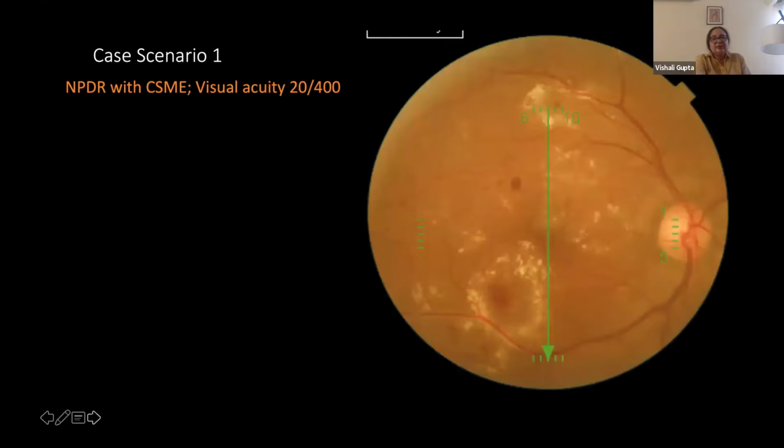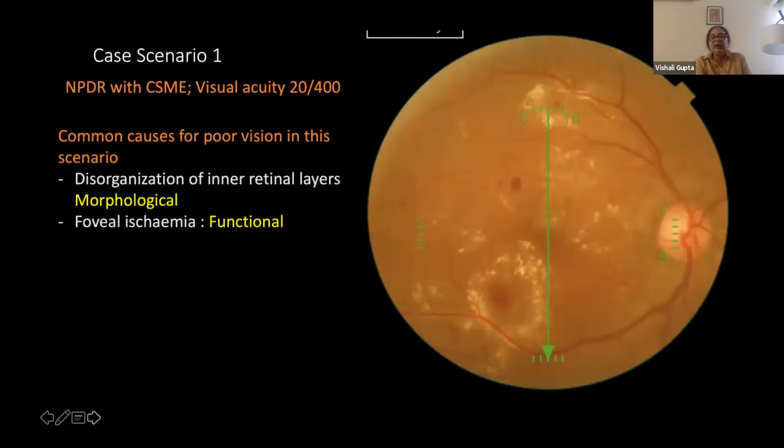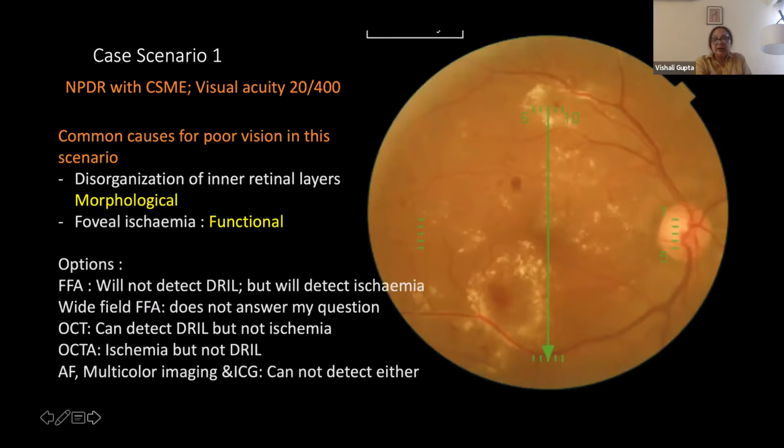So let's see this patient who has CSME and who has a vision of 24/00. And for me, the basic reason here is to find out why the vision is low. Now, what could be the common causes? It could be DRIL, which is morphological, or it could be foveal ischemia, which is functional. So what do I need? If I do the fluorescein, it is not going to detect DRIL. It may tell you ischemia, but still I will miss out on DRIL.